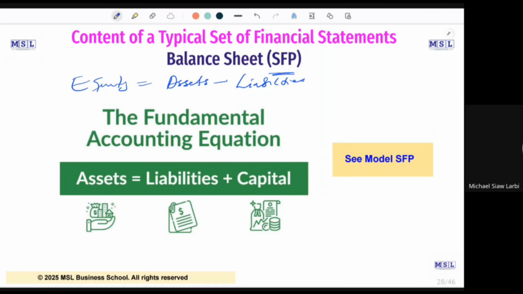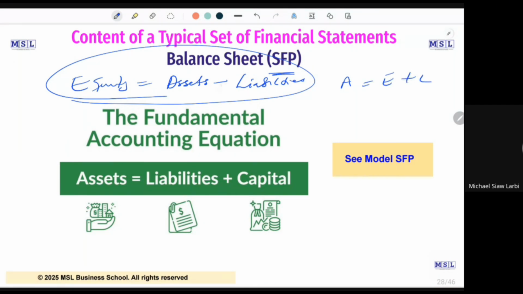So it tells you that your basic mathematics from junior high school, if you want to rearrange this, you can say assets will be on this side, equity plus liabilities when equity goes to this side. And that's what we have here. So your assets equal the sum of liabilities plus capital.